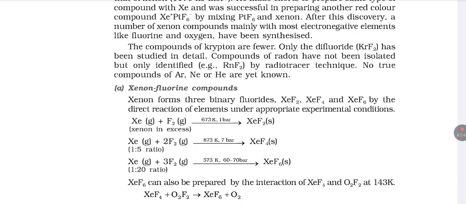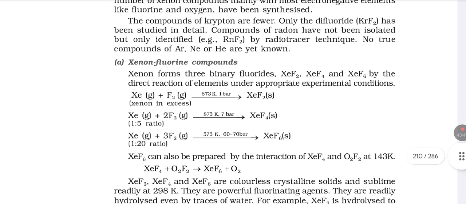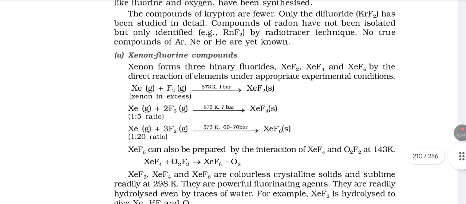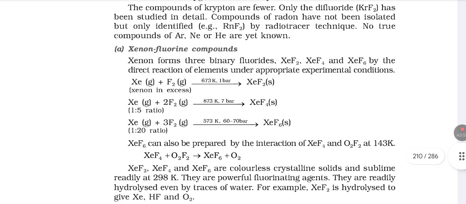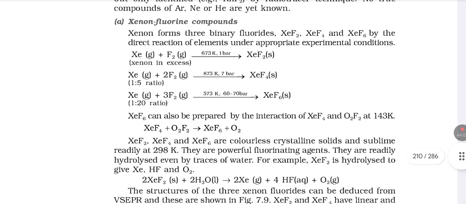After this discovery, a number of xenon compounds, mainly with the most electronegative elements like fluorine and oxygen, have been synthesized. The compounds of krypton are fewer, only the difluoride has been studied in detail. Compounds of radon have not been isolated but only identified by radiotracer technique. No true compounds of argon, neon, or helium are yet known.